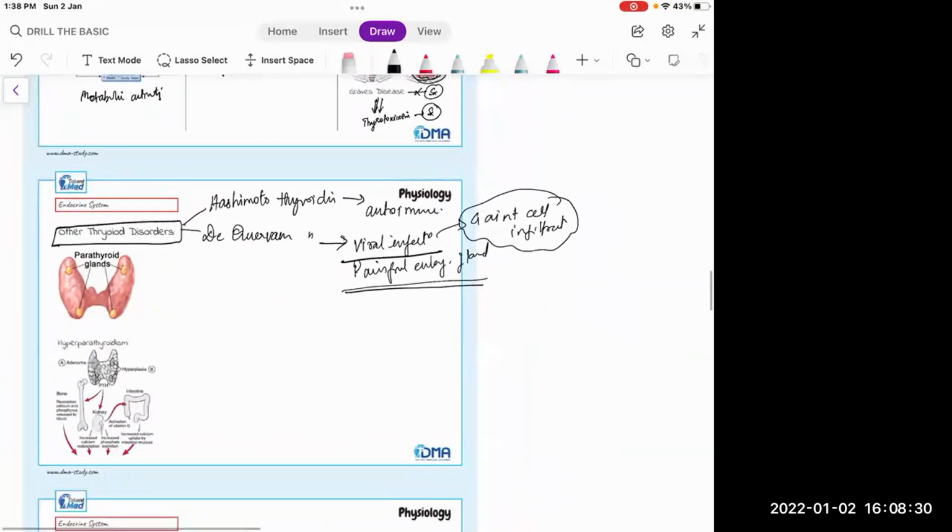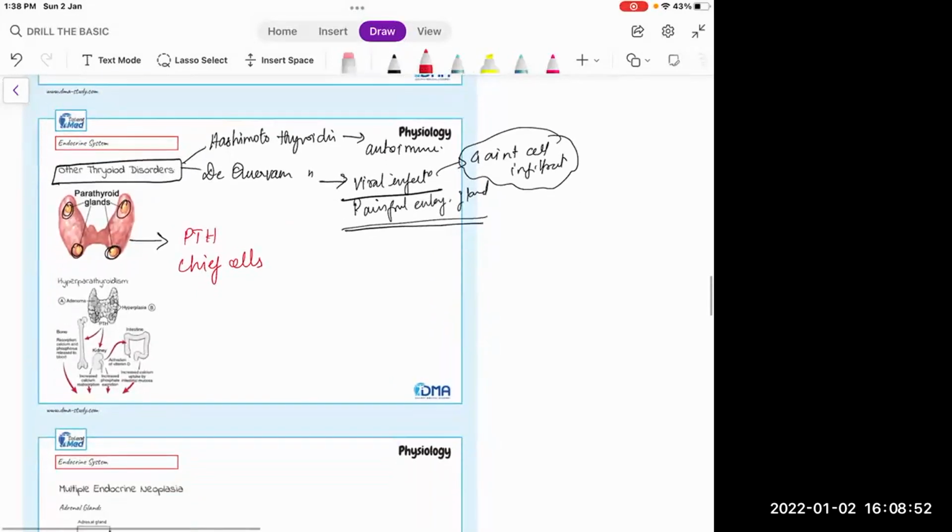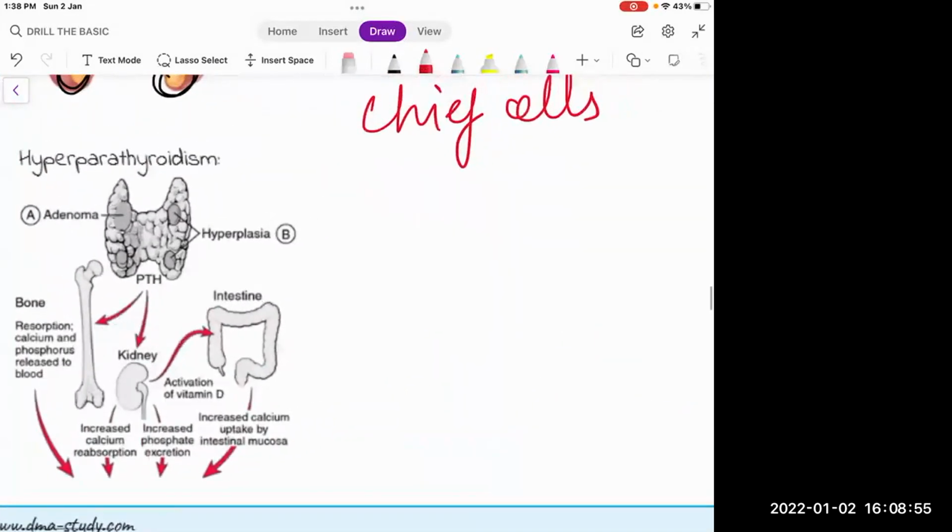And following that, you have the parathyroid gland. So you have two pairs of parathyroid glands, located on the posterior aspect of the thyroid gland. This parathyroid gland mainly releases the hormone called parathyroid hormone from the chief cells of the parathyroid gland. So the main function of the parathyroid gland is to maintain the serum calcium level. This parathyroid hormone mainly increases the serum calcium level.